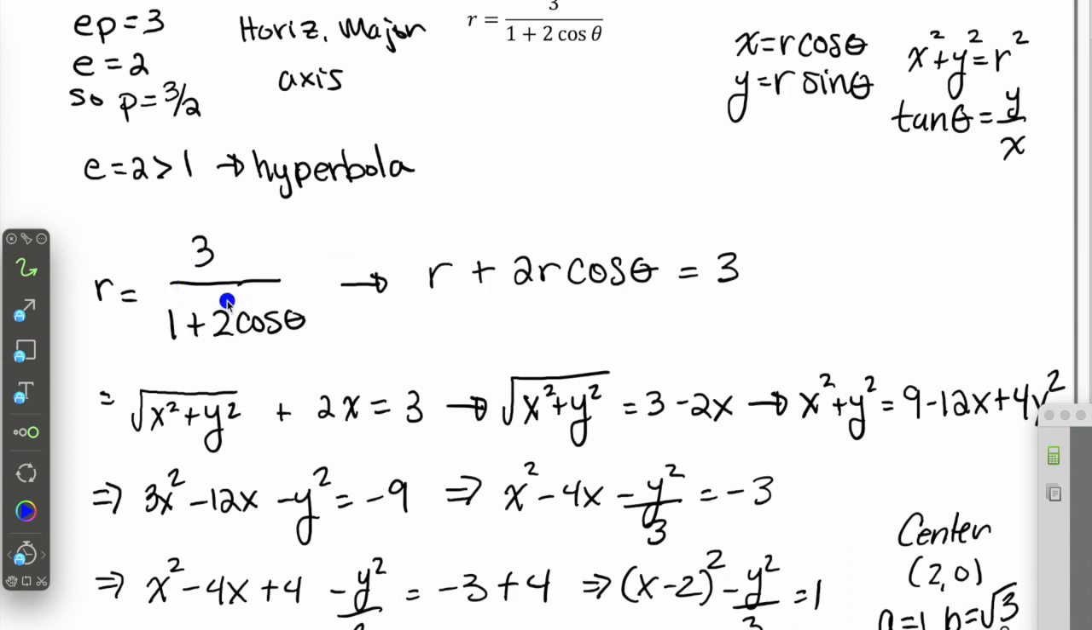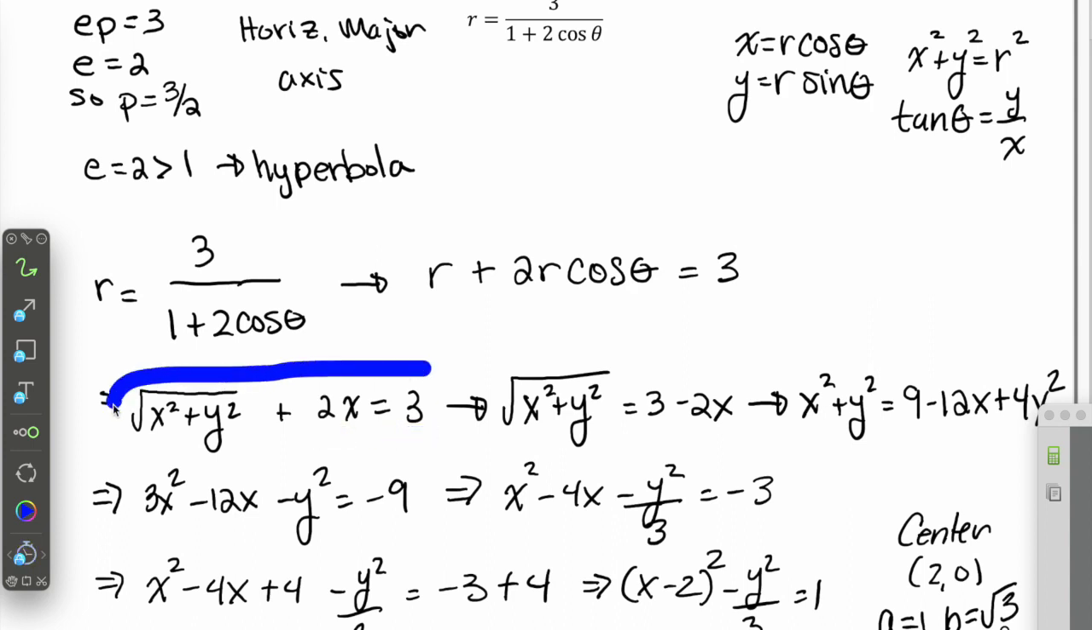So the first thing I did, I actually had to try a couple different things before I got it to work. But when I got it to work, what I did in my first step is I cross multiplied. So I got r plus 2r cosine theta is equal to 3. Then I replaced r with the square root of x squared plus y squared. R cosine theta is equal to x. So this became 2x, and then I have is equal to 3.